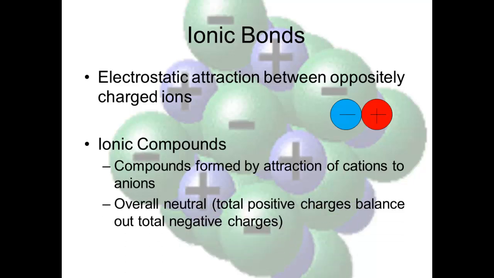Overall, ionic compounds are neutral. That means they don't have a charge when they're in a compound. If you think about table salt, NaCl, which was our example, it doesn't shock you when you eat it. It doesn't have a charge when it's in a compound. So that means that the total positive charges in that compound have to balance out with the total negative charges.